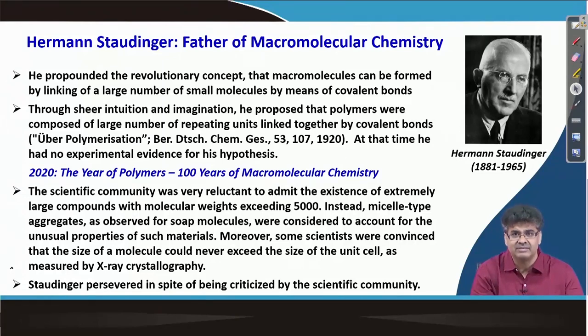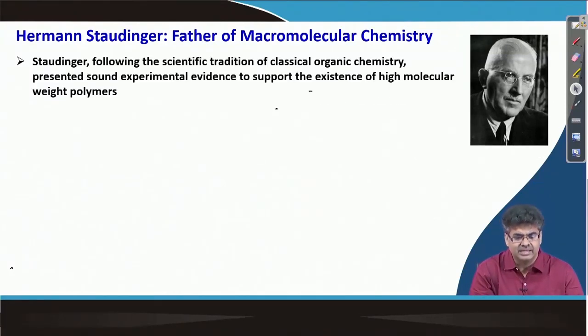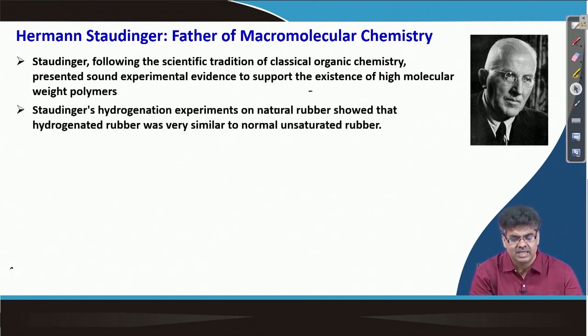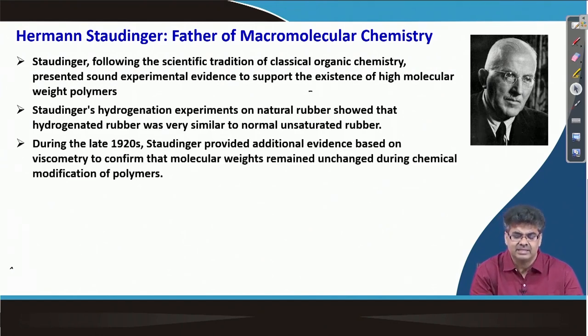But Staudinger did not give up. He tried to convince the rest of the scientific community, and to do that, he performed additional experiments. He used traditional classical organic chemistry experiments to support the existence of high molecular weight polymers. His experiments on hydrogenation of natural rubber showed no dissimilar properties from normal unsaturated rubber. And during the late 1920s, Staudinger provided additional evidence based on viscometry to confirm that the molecular weights remained unchanged during chemical modification of polymers.